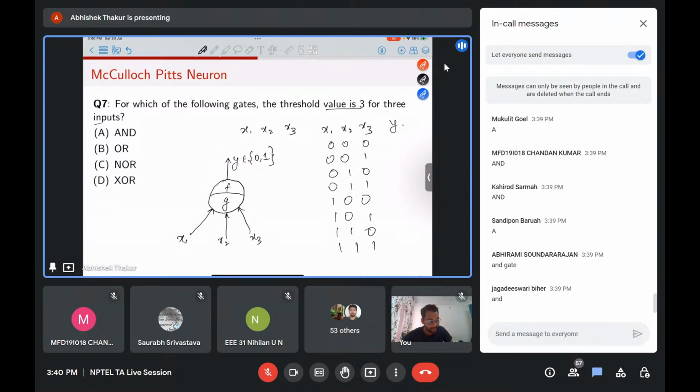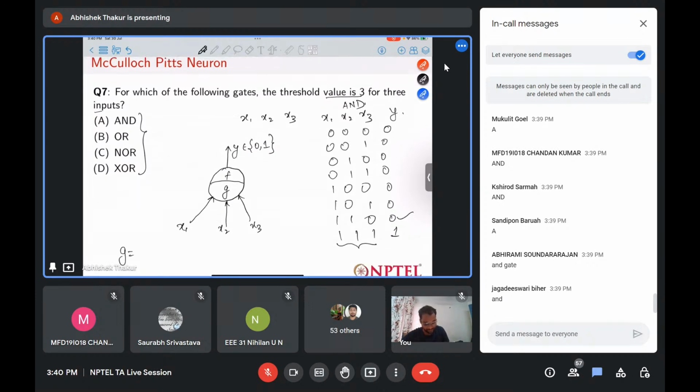So there is the AND gate. Among all these gates, when all the inputs are 1 1 1, then the output will be 1. So the threshold value is 3 when this is an AND gate. Because in an AND gate, except when all the inputs are 1, the output will be 0. If any of the inputs is not 1, then the output will be 0. So this is the AND gate.